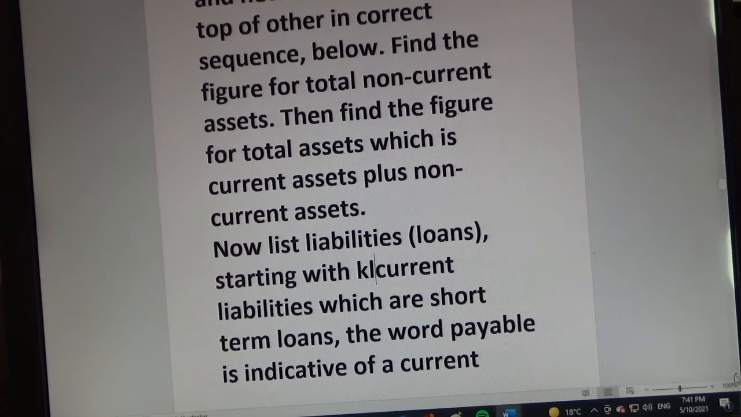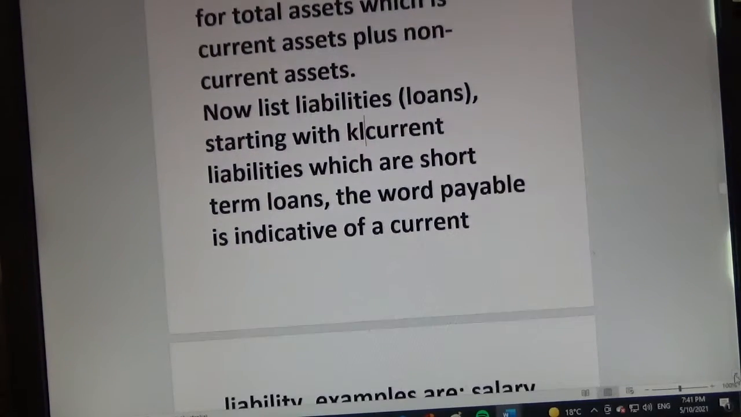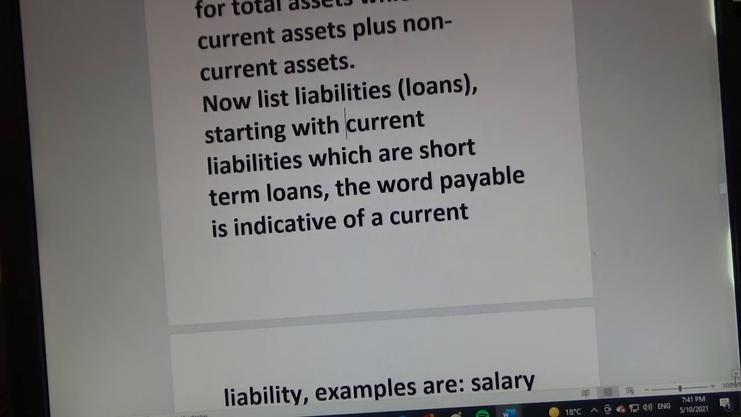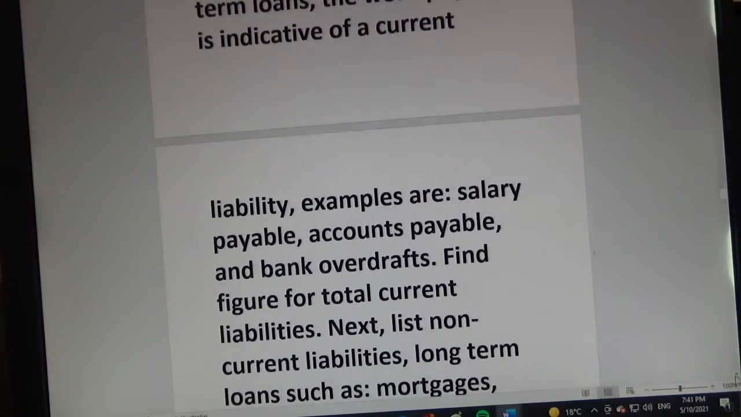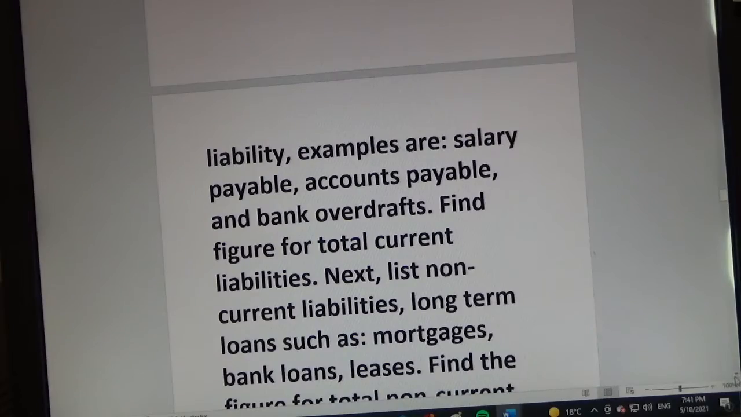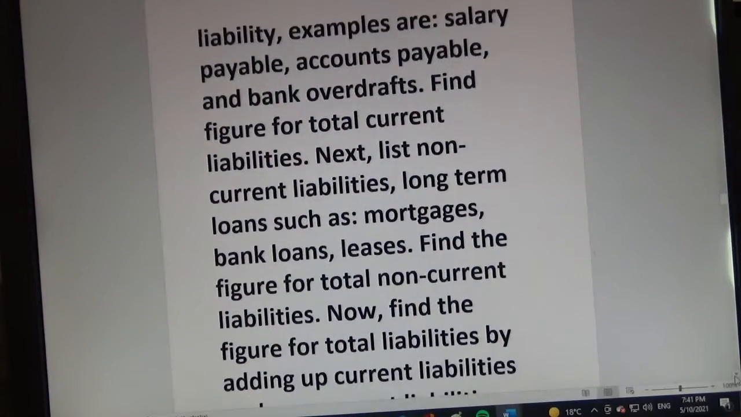Now, total assets is the addition of current assets plus non-current assets. Then in the balance sheet, you list your liabilities, your loans, both short-term and long-term, starting with current liabilities, which are short-term loans. The word payable is indicative of a current liability. Examples: salary payable, accounts payable, and bank overdrafts. You find the figure for total current liabilities.